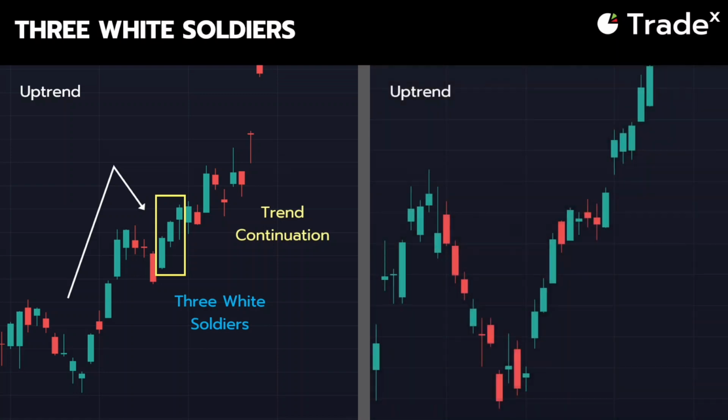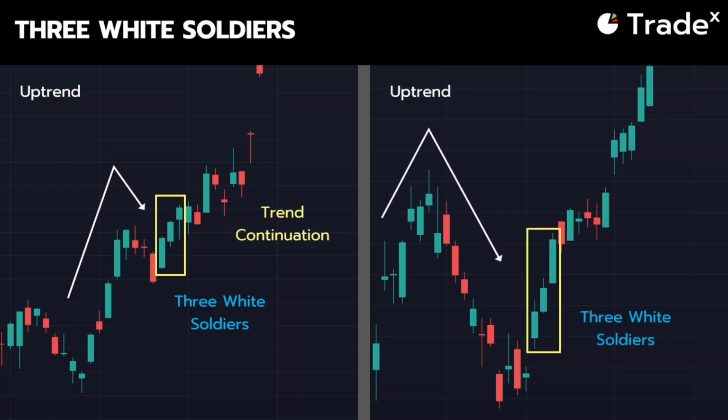Another example. Despite a strong pullback, the trend can still continue to rise after forming the 3 white soldiers pattern, especially when the candles have relatively large bodies. This indicates that the upward momentum remains strong and the trend is likely to advance.